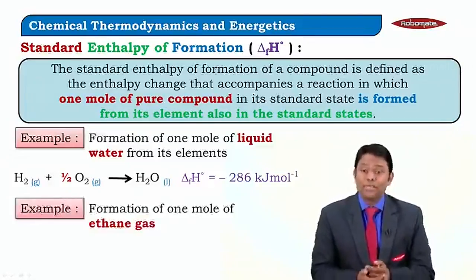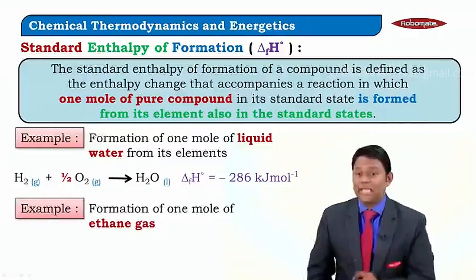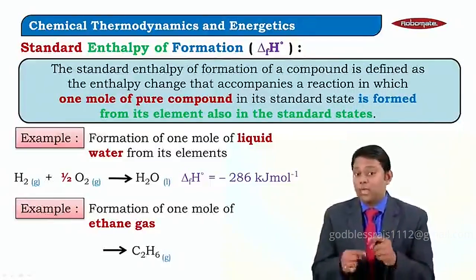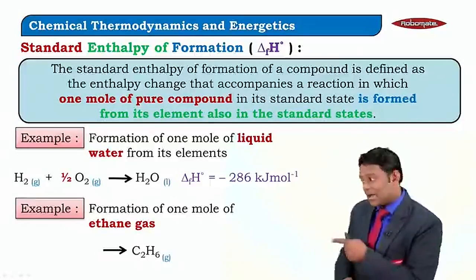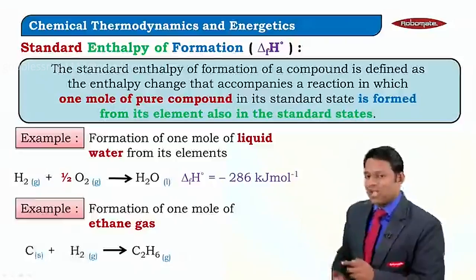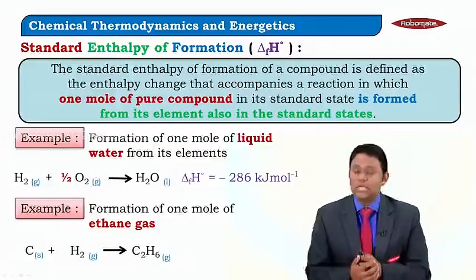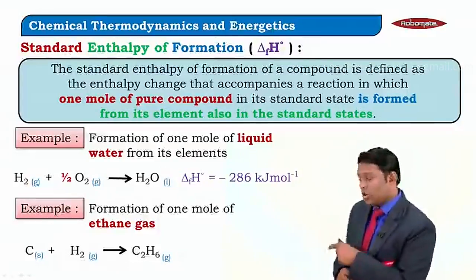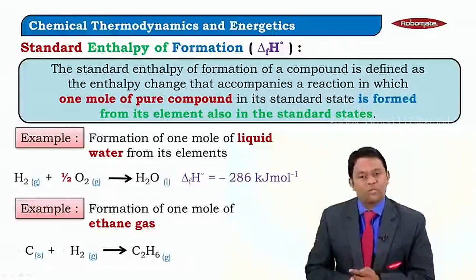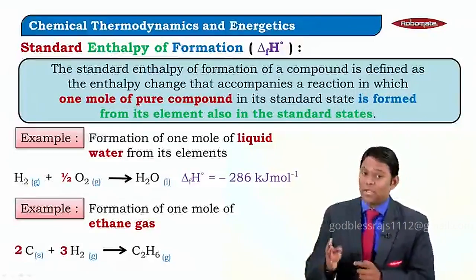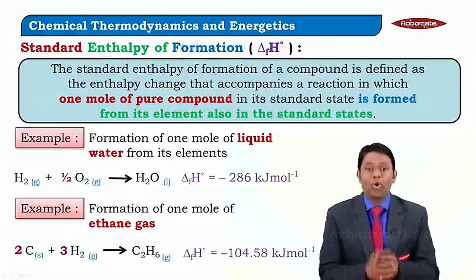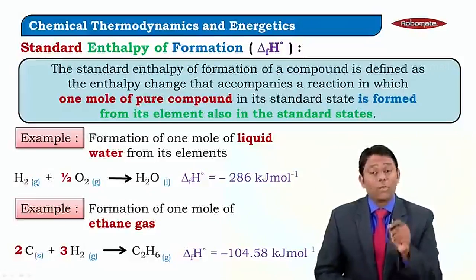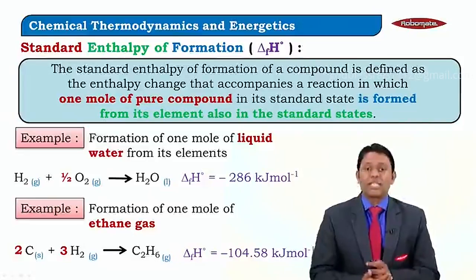Let's take one more example, that is formation of 1 mole of ethane gas. Ethane has the formula C2H6. If it is getting formed, it will be formed from its elements, and the elements are carbon and hydrogen. So can I say carbon solid will react with hydrogen gas to give you C2H6, that's ethane. But since it is formation of 1 mole of ethane, we cannot change the balancing of ethane. So the equation will become 2 moles of carbon reacting with 3 moles of hydrogen to give you 1 mole of ethane. Only then the delta H value, that is minus 104.58 kilojoule per mole, is applicable. So this is enthalpy of formation.